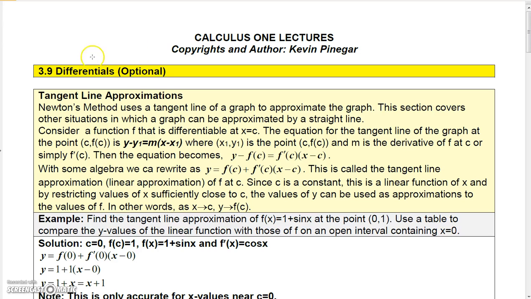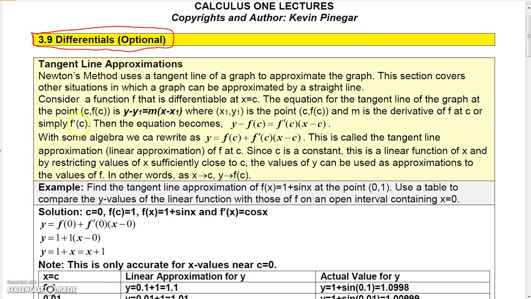In this section, I'm going to talk about another topic that might be optional in your course, but basically it's differentials. We used tangent line approximations in the last section using Newton's method to approximate a graph near a value. There's other ways in which a graph can be approximated by a straight line, and you can use what's called differentials. So let me just show you how this works.